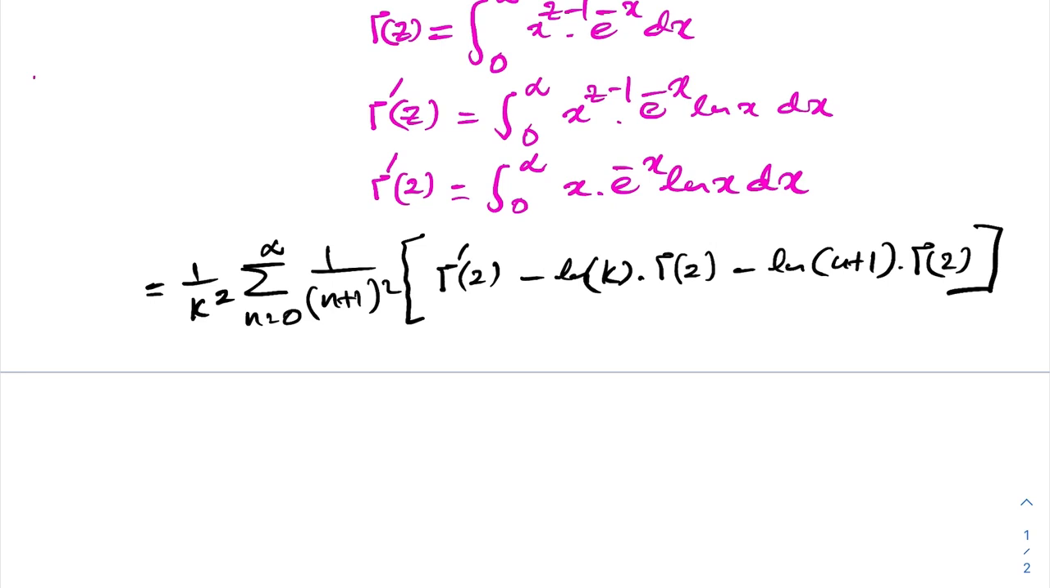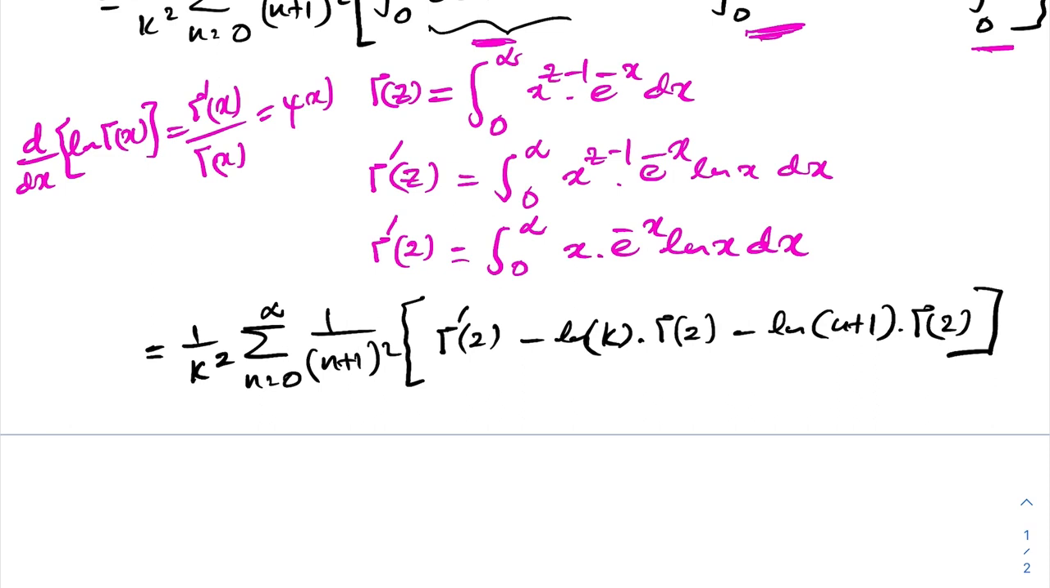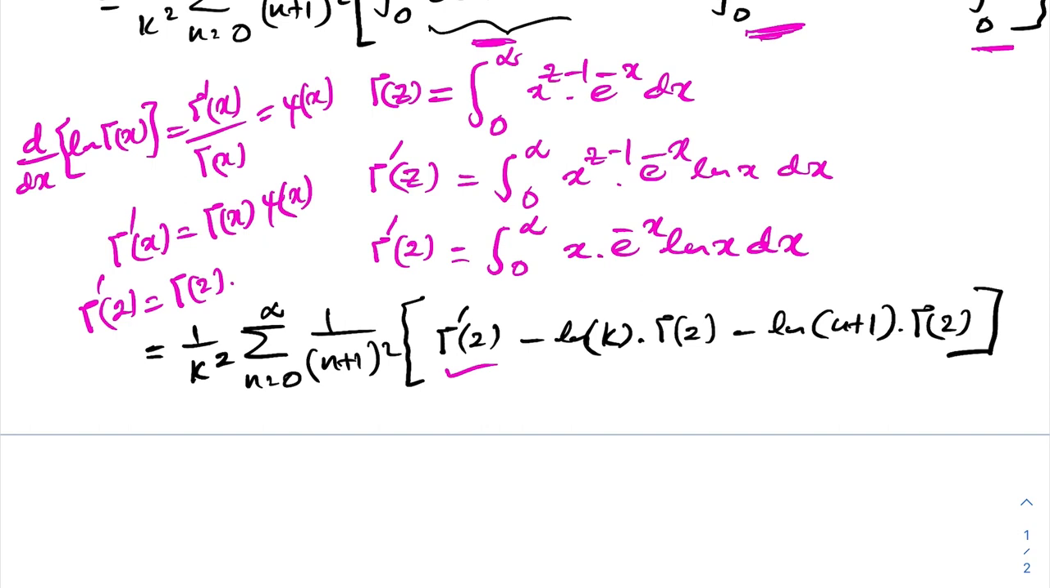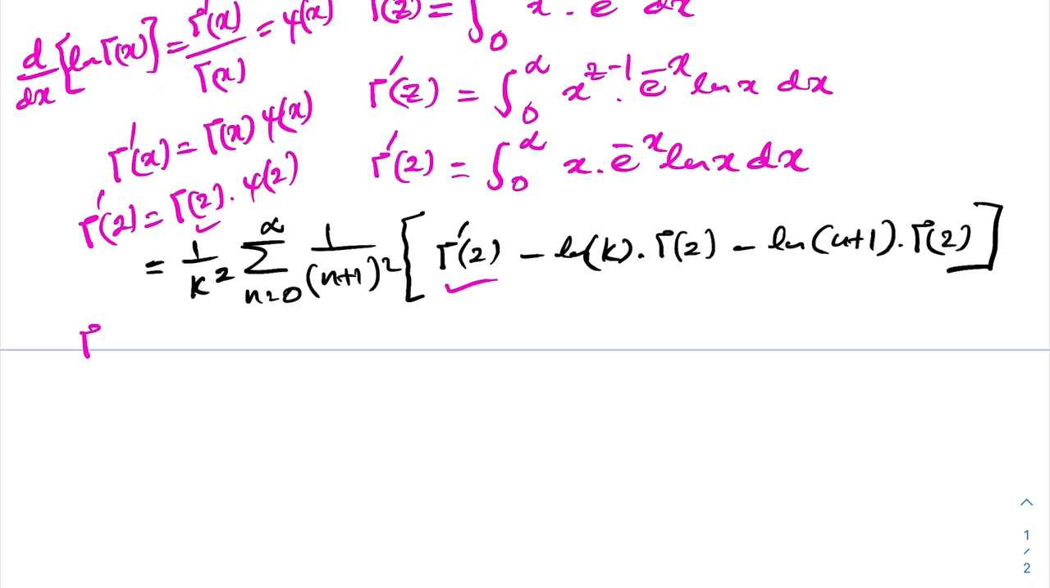The derivative of the natural log of the gamma function, gamma of x, is equal to gamma dash of x over gamma of x, and this is equal to the digamma function, digamma of x. So we have gamma dash of x is equal to gamma of x times digamma of x. Here we have gamma dash of 2, so gamma dash of 2 is equal to gamma of 2 times digamma of 2. We know gamma of 2 is equal to 1.